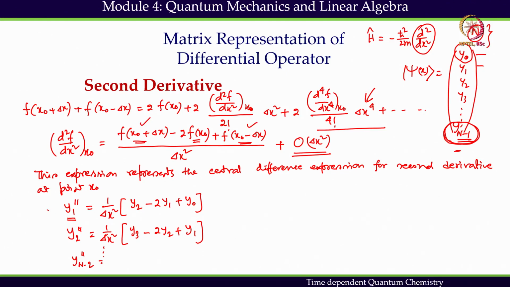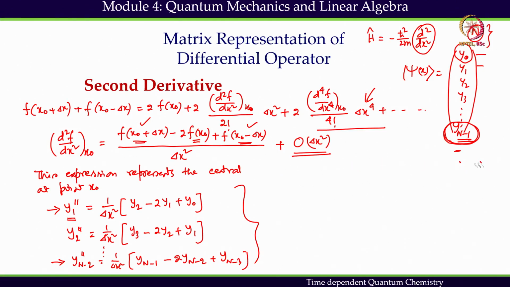So, I start with y1 and I will end with y n minus 2, where I will be able to write down 1 over delta x square, then the function value one step forward, which is n minus 1, minus 2 times the function value at that point n minus 2 plus the function value one step backward, which is n minus 3. That is the way we will get this. Now, this set of equations can be very easily represented with the help of matrix representation.